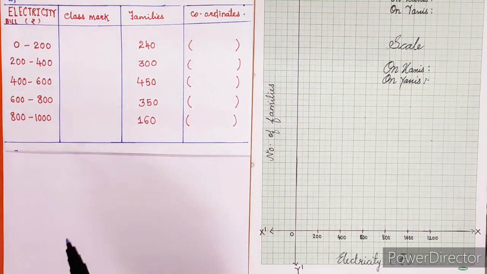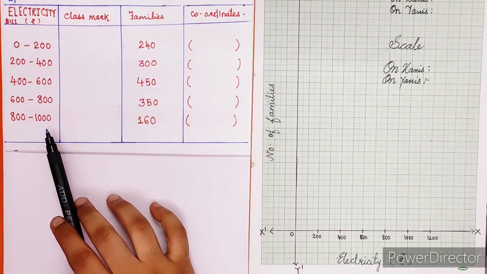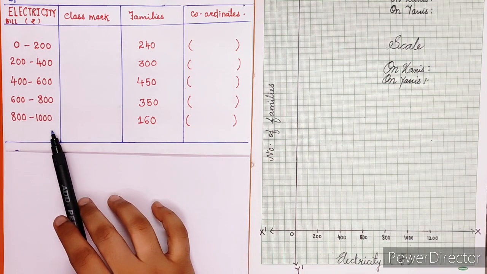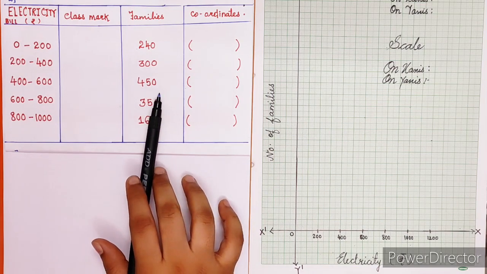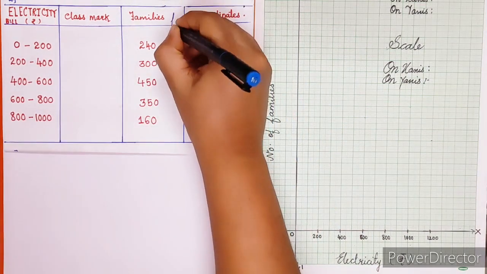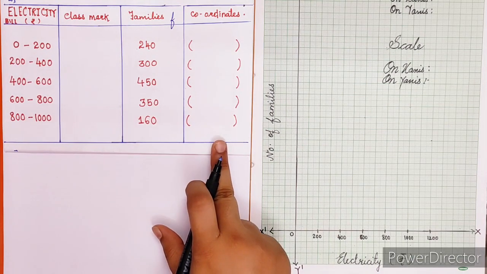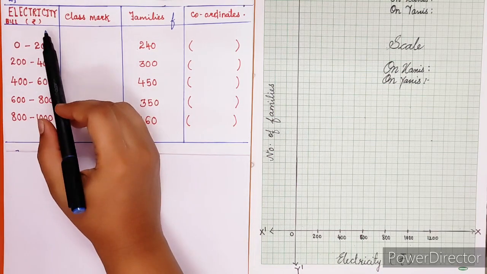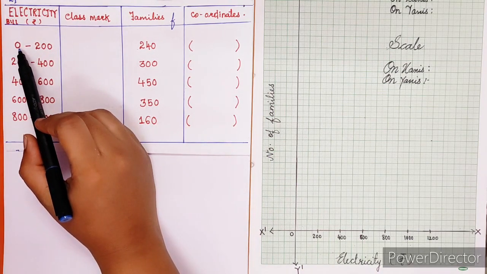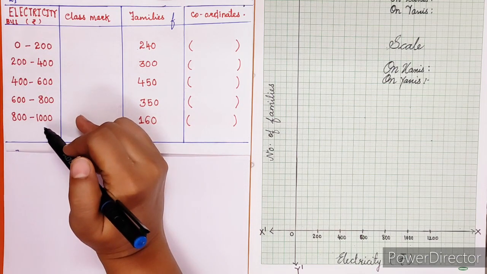For that reason I have made a table with four vertical columns. In the first column, the information: electricity bill in rupees. In the second column we will write the class mark. In the third column there will be the frequency, and the last column will be the coordinates which will be required on a graph to plot the information. Here I have written the classes. Your class starts from 0 to 200, 200 to 400, till 1000.